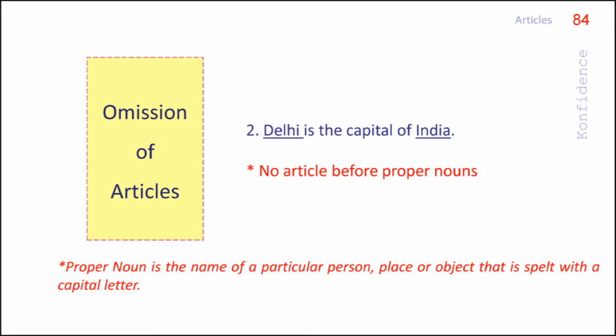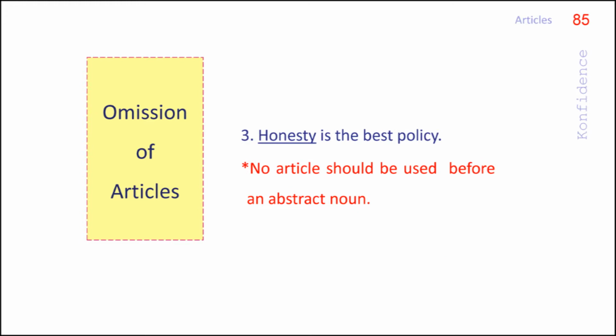Rule number 2. No article before a proper noun. A proper noun, as you know, is the name of a particular person, place, or object that's spelled with a capital letter. In the second sentence, the words Delhi and India are proper nouns. We should not use articles before proper nouns. So it's an article-free sentence. In the third sentence, the word honesty is an abstract noun. The third rule is no article should be used before an abstract noun.